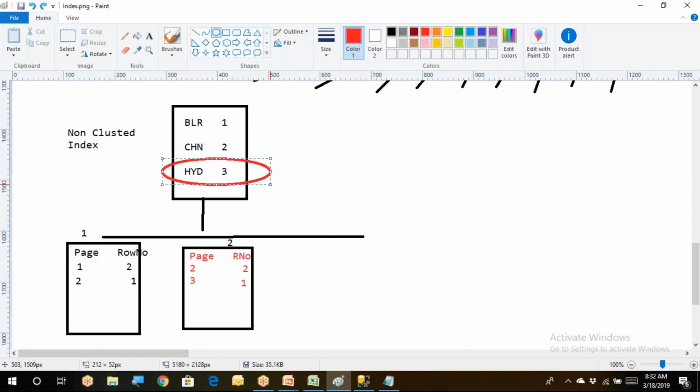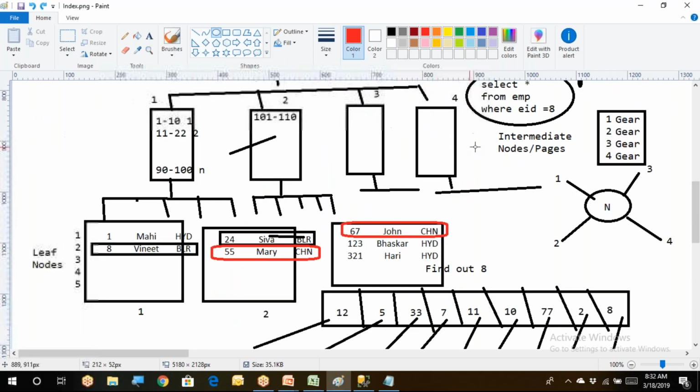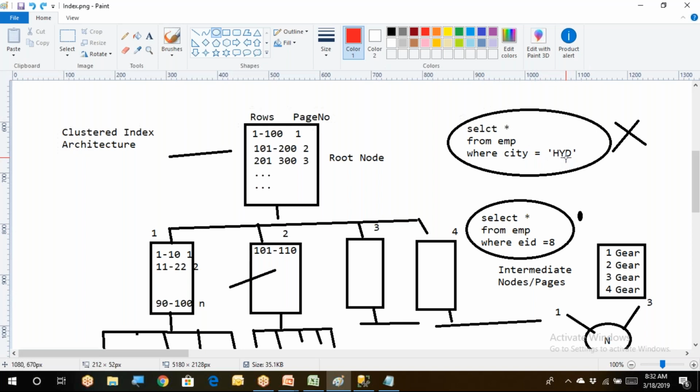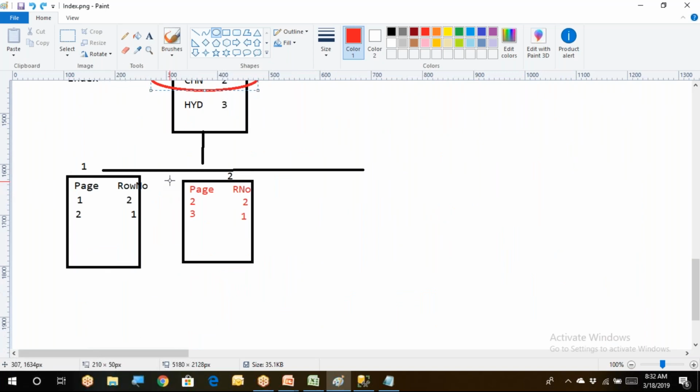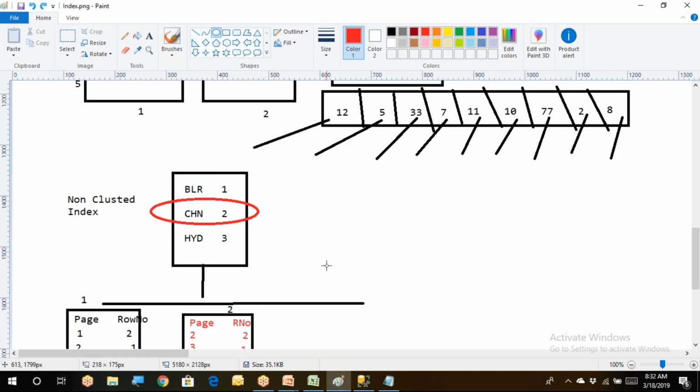From Hyderabad, it is going to jump to page number 1 or 3, and from there, for example, if it would like to get the city equals Chennai, from Chennai it is going to point to this. Then after that, it is going to read all the data from these pages. These rows are completely Chennai rows. These are called pointers. Pointer means address.